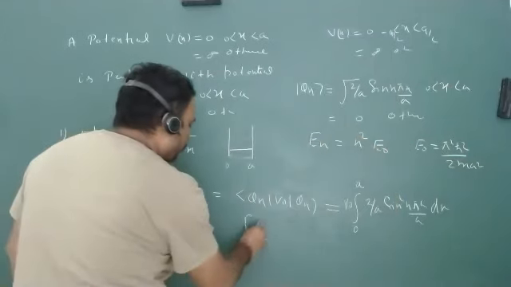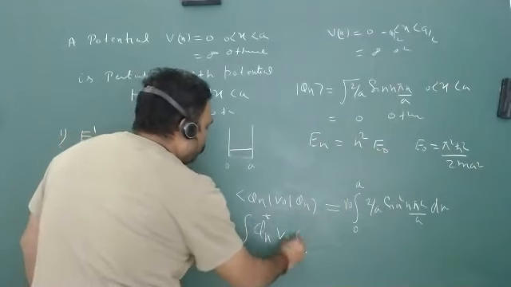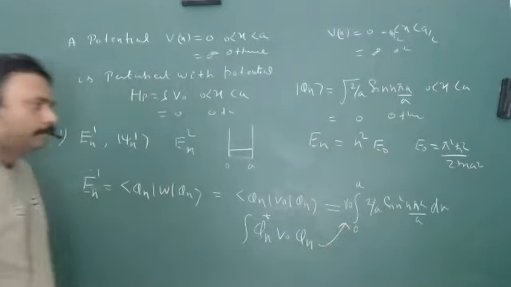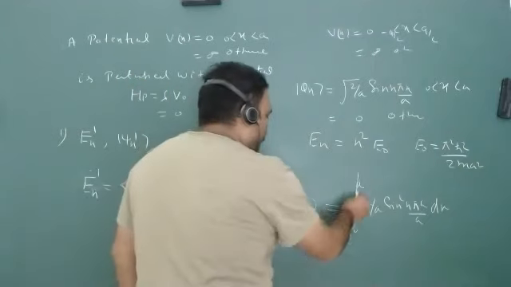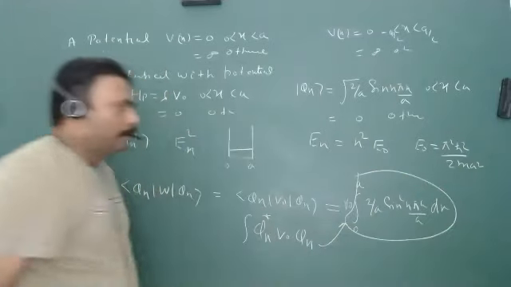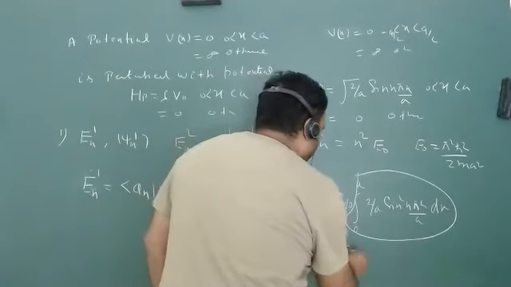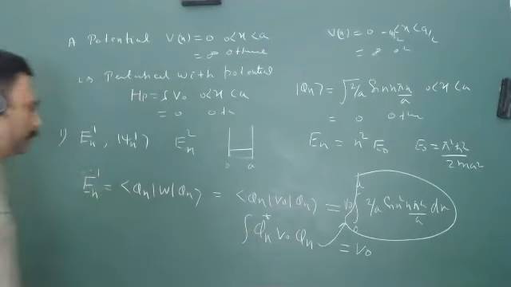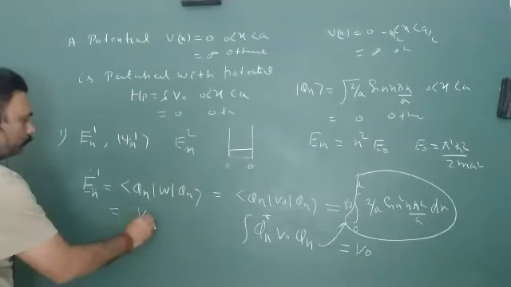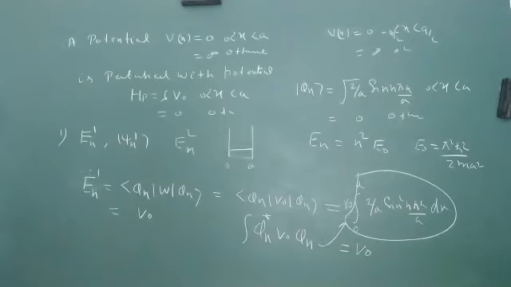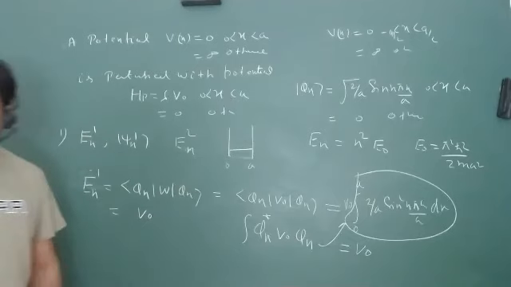If you are writing it as phi n star v naught phi n, that is the same thing. What will be this integration? No need to do this integration. What will be this one? 1, sir. This value is 1 because it is normalized. So this value is v naught. That's it. En1 is equal to v naught. Okay, so simple. Whatever we have calculated, please try to recall and use in this particular calculation.